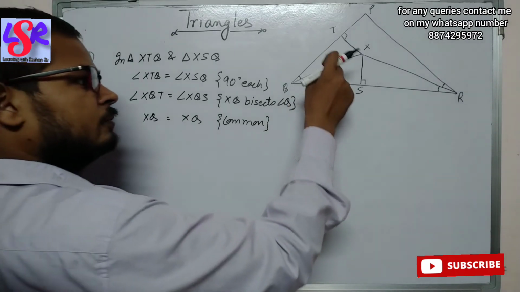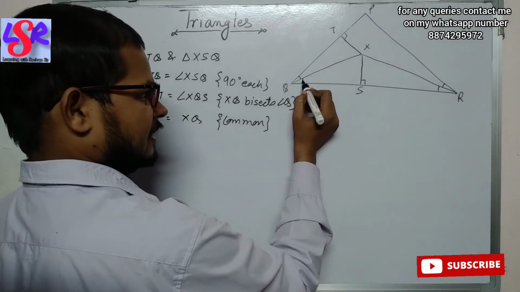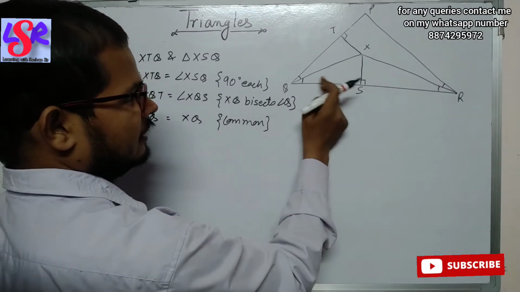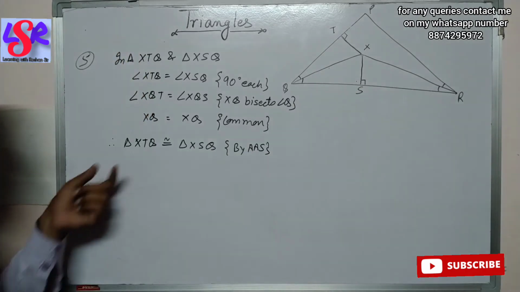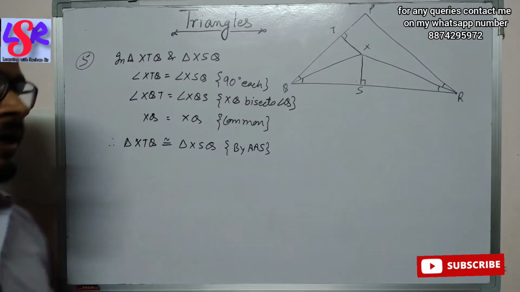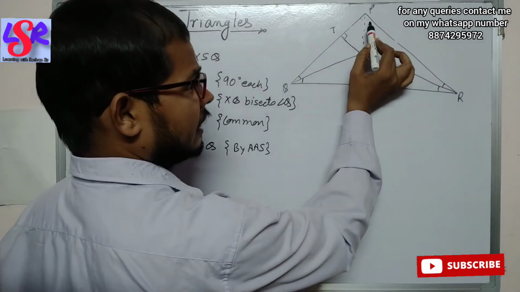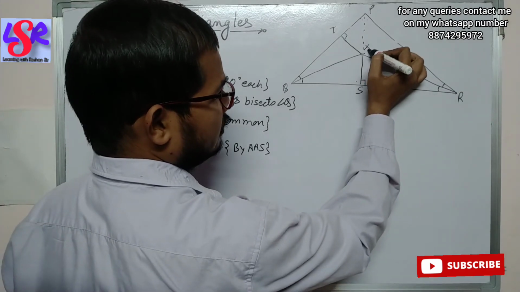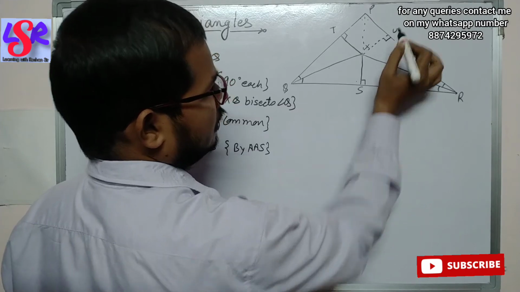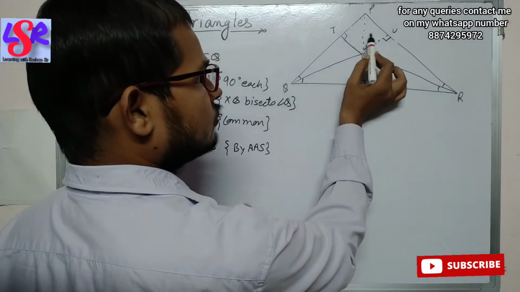Now we have proved these two triangles congruent with the help of this angle and this side. So it is AAS. Therefore triangle XTQ is congruent to XSQ by AAS. Now to prove these two angles equal, we have to draw a perpendicular from here as XU. After that, we have to prove these two triangles congruent.